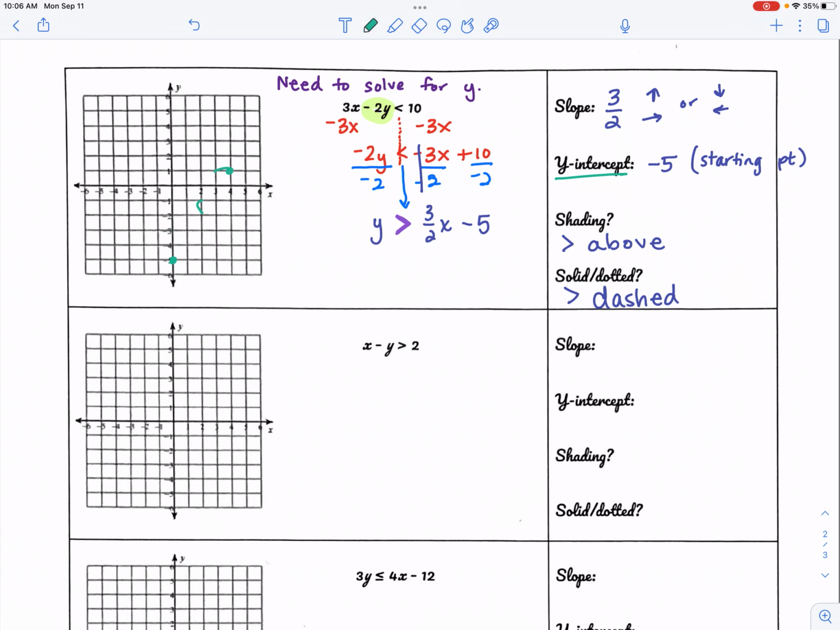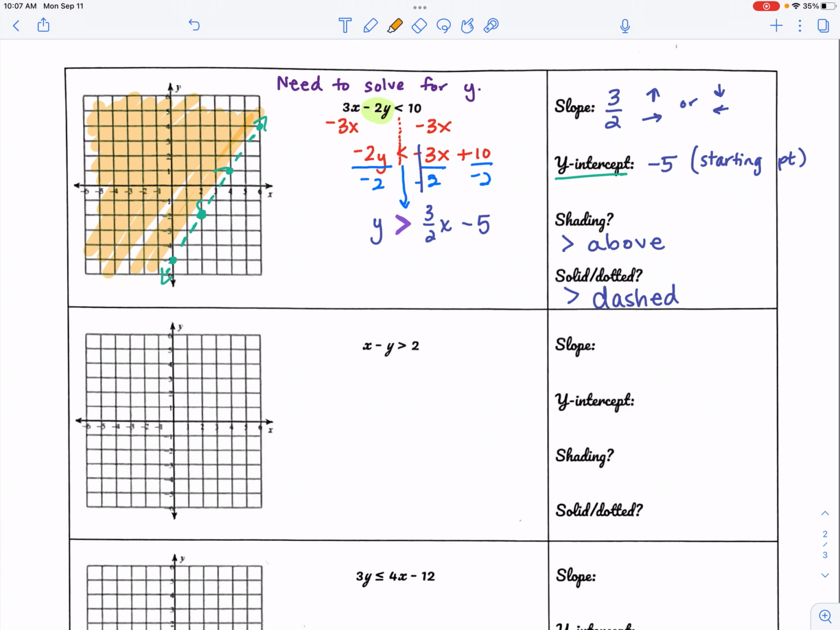Oops, I deleted too many. Here we go. So I know that it's dashed, so I'm just going to do little dashes in between those points. Here are my arrows, and I am shading above. So above.